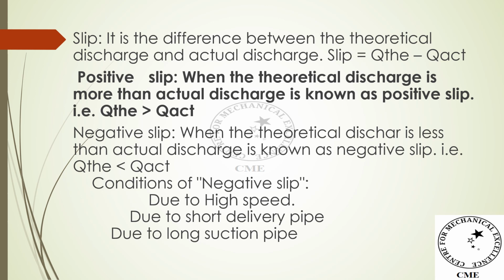Negative slip: when theoretical discharge is less than actual discharge, it is known as negative slip. That is, Q theoretical minus Q actual is negative. In the case of negative slip, the theoretical discharge is less than the actual discharge. The condition of negative slip is that the actual discharge is greater than the theoretical discharge. This happens due to high speed, due to a short delivery pipe length, and due to a very long suction pipe length. In these three cases, negative slip occurs.